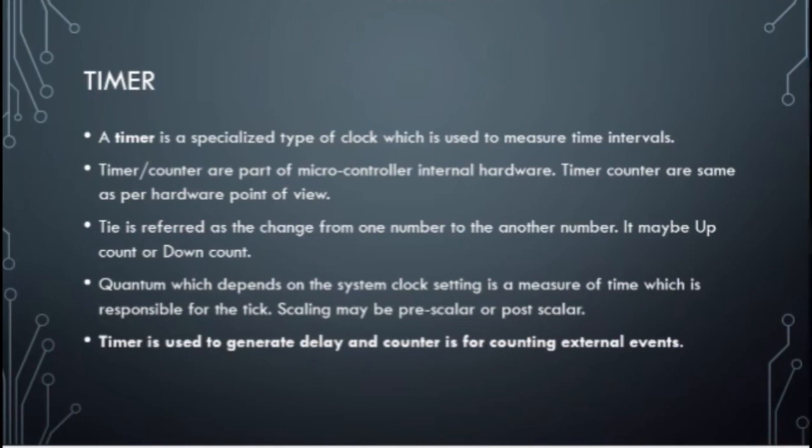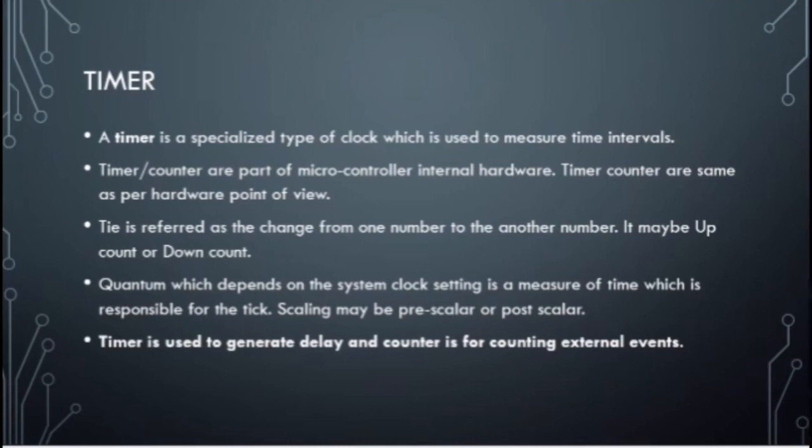Now, let us see what a timer is. A timer is a specialized type of clock which is used to measure time intervals. Timers or counters are a part of the microcontroller's internal hardware. Timer and counter are the same from a hardware point of view. Time is referred to as change from one number to another number. It may be an up count or a down count.